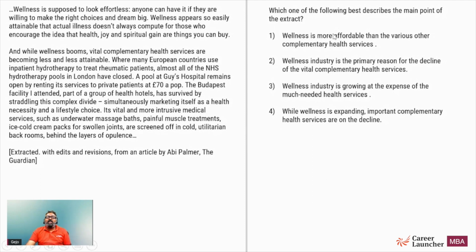Otherwise you'll say wellness more affordable. Answer choice number 1: where is affordable? Not mentioned. Wellness is the primary. Eliminate. Wellness industry is growing at the expense of the much needed health services. Health services is broad; we're looking at complementary health services. Eliminate. Answer choice 4.